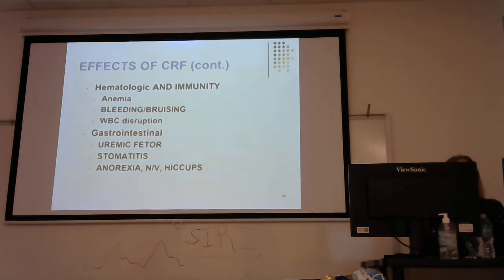Platelets, our production of platelets is impaired, so they have more bleeding tendencies. White blood cell production is impaired, so they're more prone to infection. That ammonia is generated from protein breakdown, what we're not able to secrete. They get a lot of stomatitis we talked about, and can have peptic ulcers. They have a higher incidence of peptic ulcers.